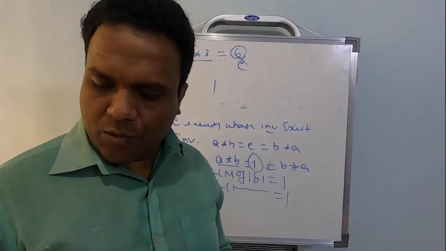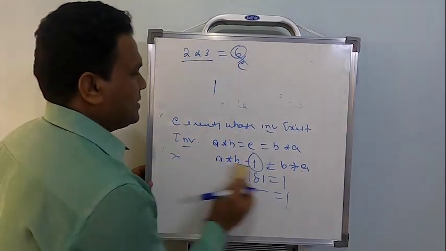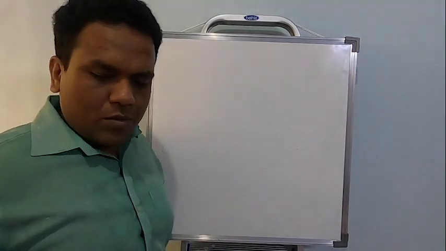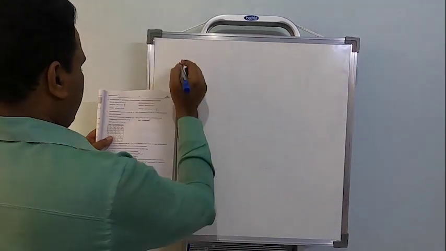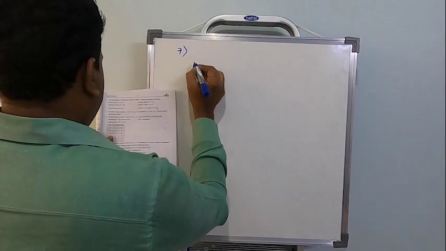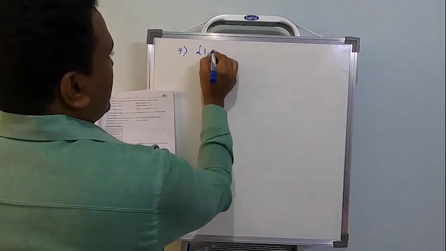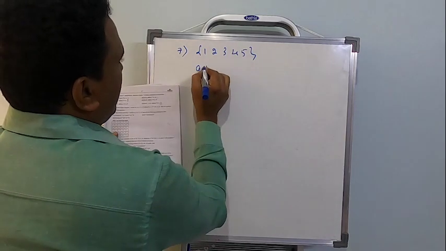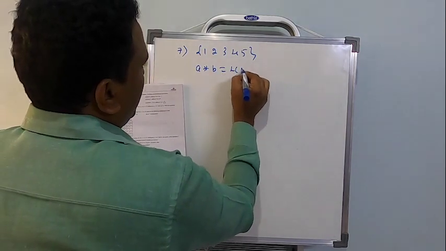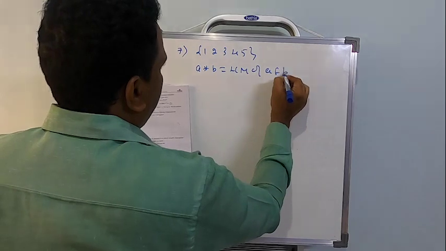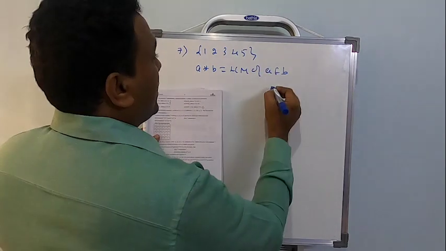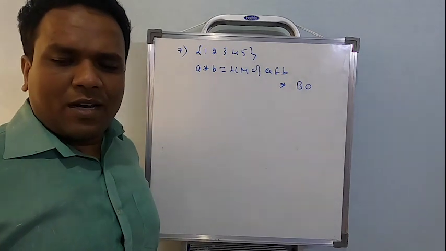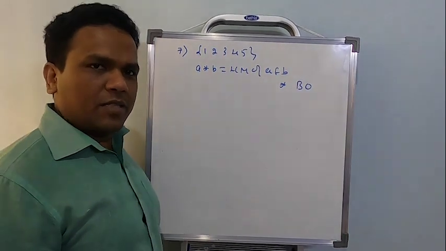Now let's continue with the next column, students. Column number 7. So let's go to column number 7. Problem number 7 says there is a set given to us: 1, 2, 3, 4, 5. On this we have given A star B equal to LCM of A and B. What we need to do is check whether star is a binary operation. I will teach you the simplest method by using the table.